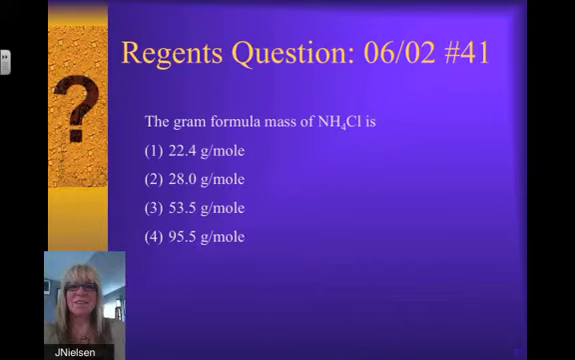The gram formula mass of NH4Cl is, well, we've got 1 N at 14.0067. I've got 4 H's times 1.0079, and I have a Cl at 35.453. So very quickly, since this is a multiple choice problem, I'd probably do 14, and I do 4, and I do 35. So I'm going to get 8 and 5 is 13. I'm going to get 53. So choice 3.